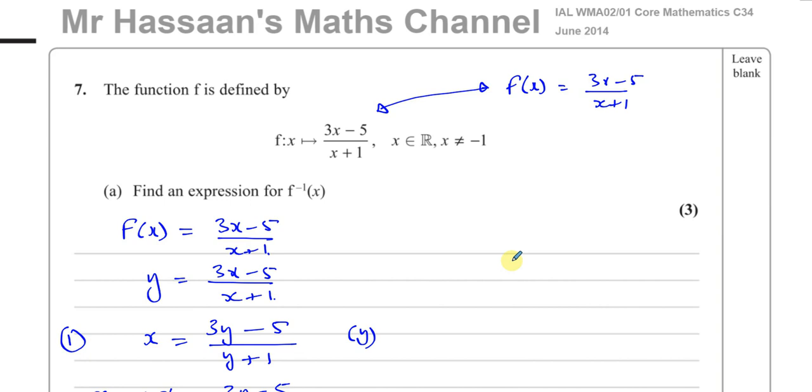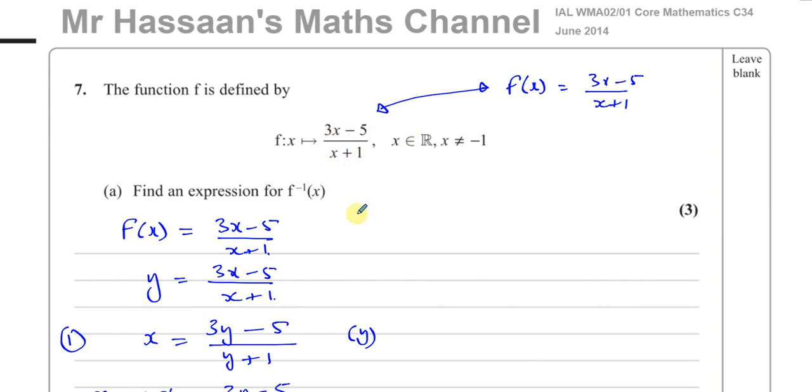So now, how would I work out the range of this function? Well, the range of this function are the y values it can take. Right? So in order for us to work out the range of the function, we should try to picture what it looks like. Now, what type of function is this?